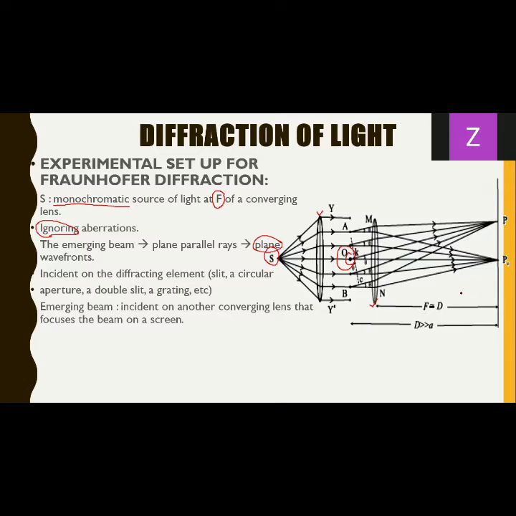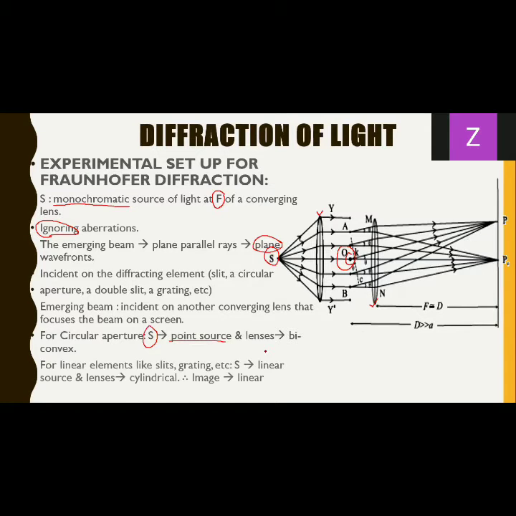For example, we have discussed the diffraction element. Which will it be? Either it will be a slit, or it will be a circular aperture. So if it is a circular aperture, then S is a point source and the lenses which are used are biconvex, meaning double convex lenses. So if we are using the diffracting element as a circular aperture, meaning a small hole of circular size, then S should be a point source and the lenses used should be biconvex lenses.